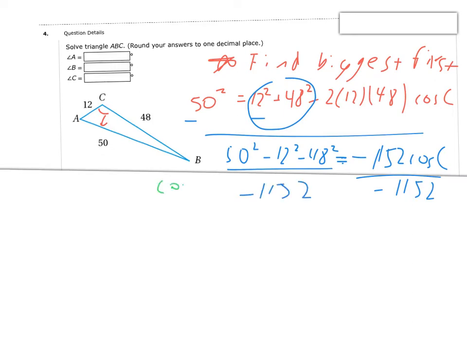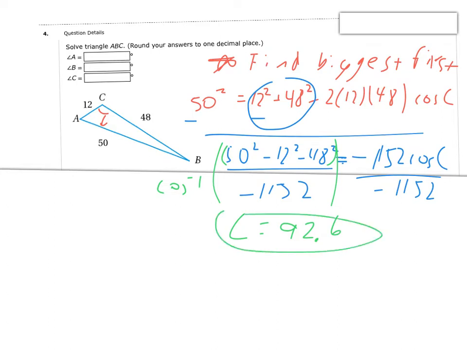And then we'll do a cosine inverse in the calculator. And again, I need the extra parentheses up here only when I'm typing it in the calculator, because that's subtraction in a numerator. So I'll do cosine inverse and then an extra parentheses, 50 squared minus 12 squared minus 48 squared. Close one set of parentheses and divide by negative 1152. And so for that, I get angle C at 92.6 if we take it to the nearest decimal.